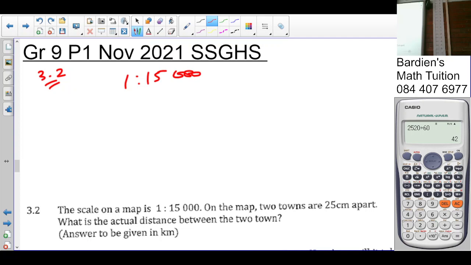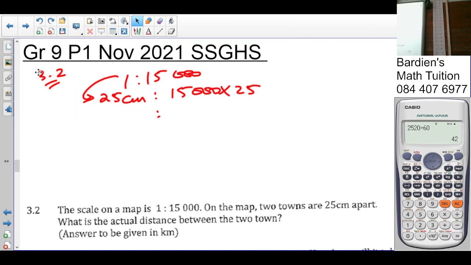On the map, two towns are 25 centimeters apart. How do we get from 1 to 25? Times 25. And remember in the ratios we only multiply or divide. Okay? So in other words, 15,000 multiplied by 25 gives us 375,000.